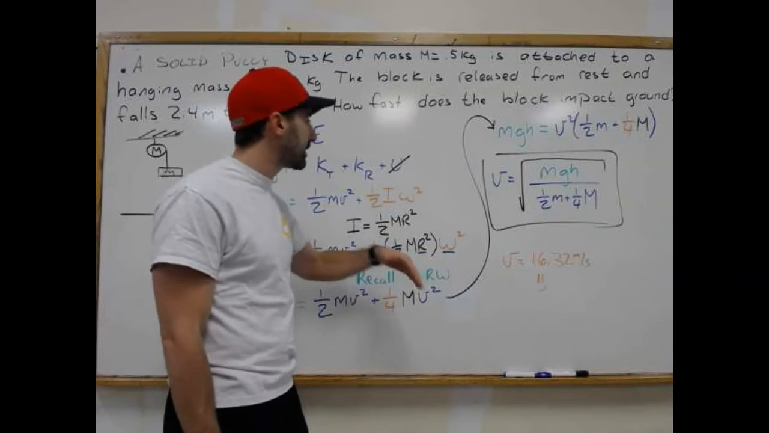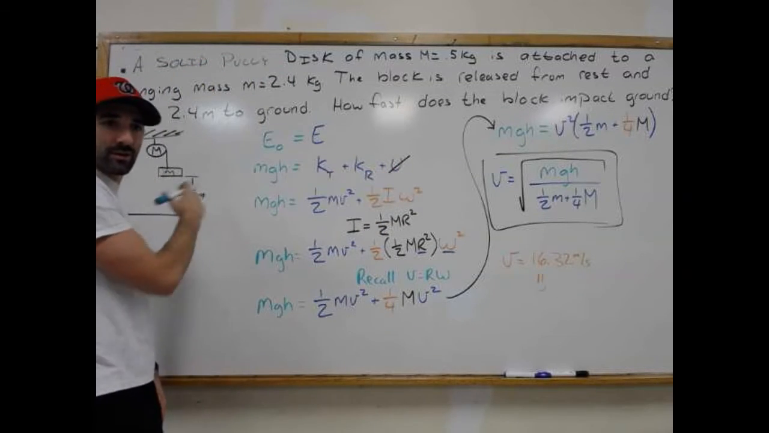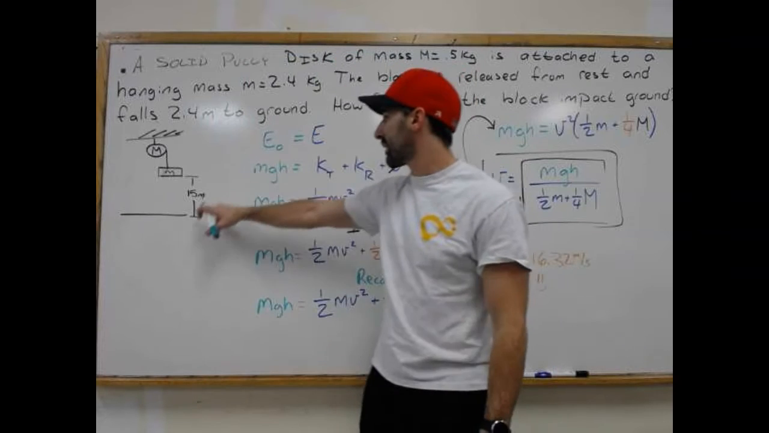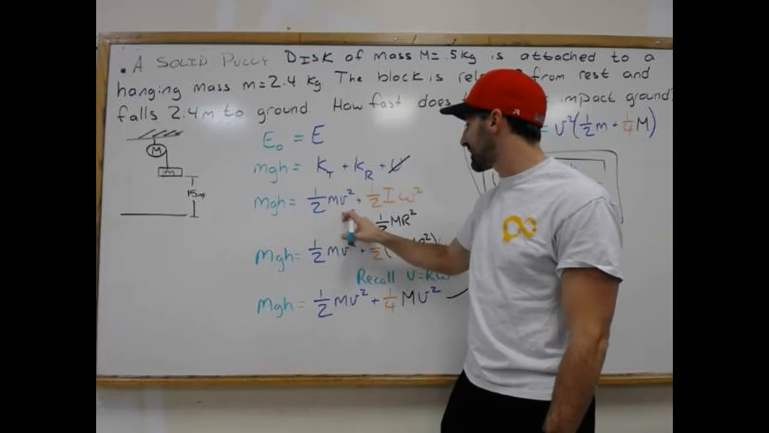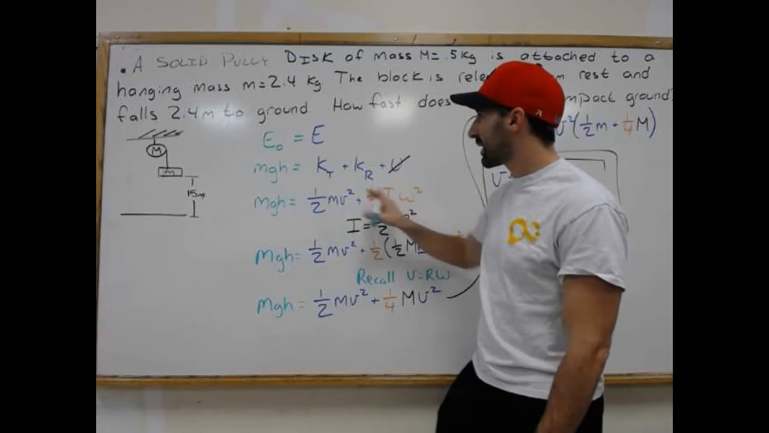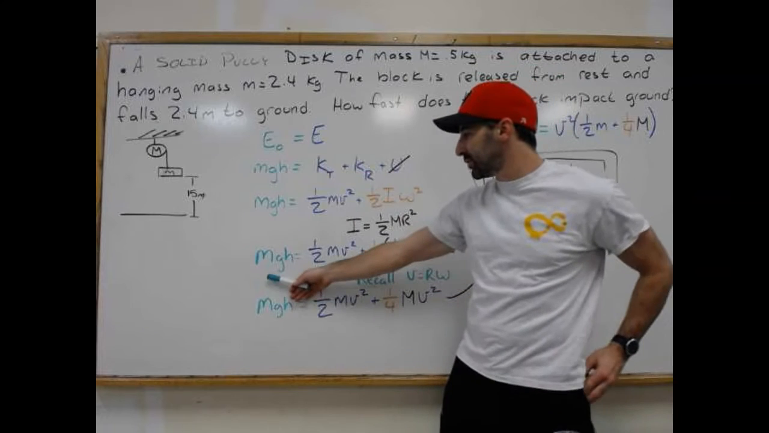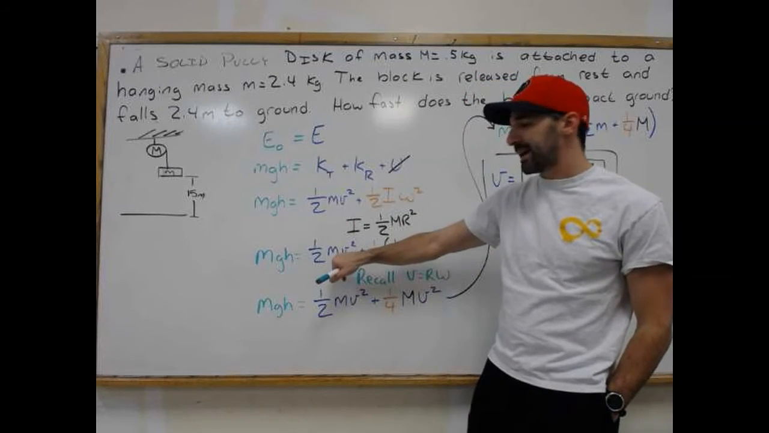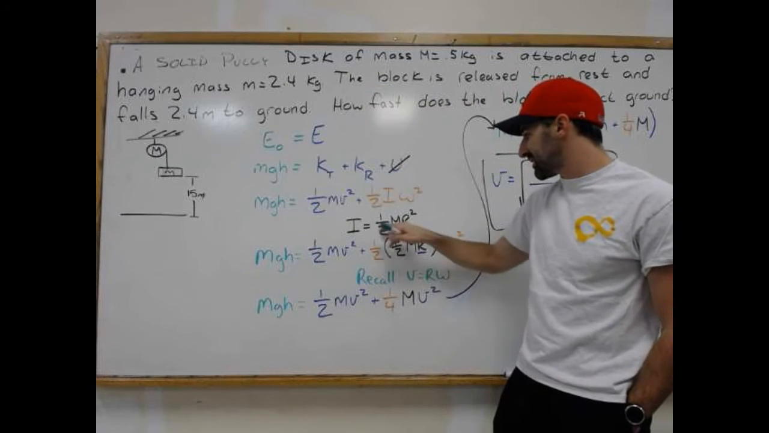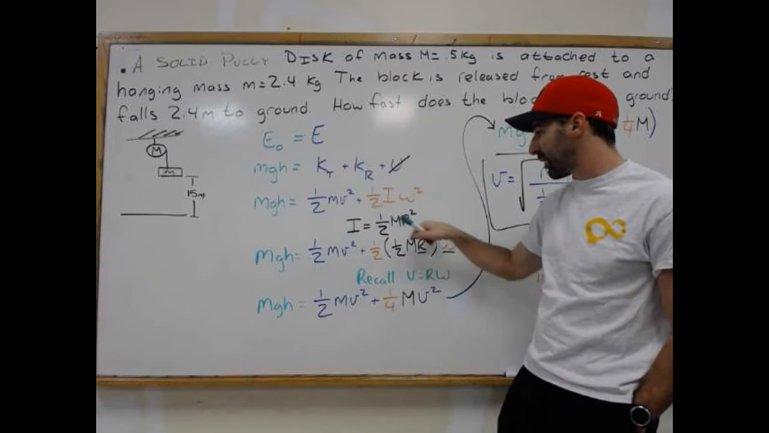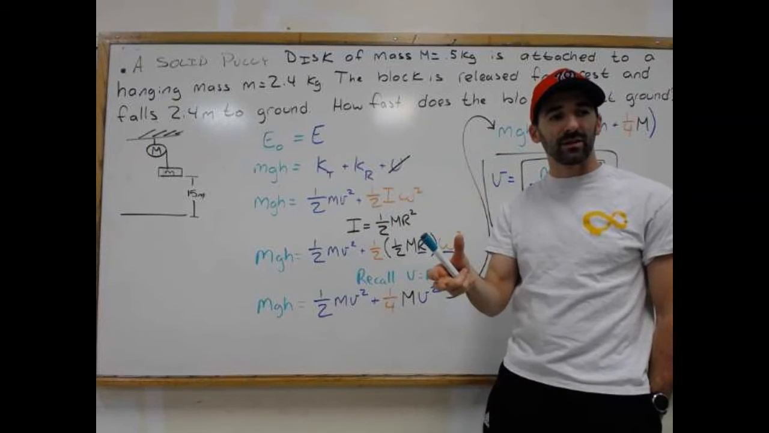Plug that straight in. Now in my conservation of energy, the potential energy when this hits the ground is 0, because that potential energy goes away. I'm just left with 1/2 mv squared and 1/2 I omega squared, where again I is how hard it is to turn that disk. Straight substitution: mgh equals 1/2 mv squared, the mass of my falling body, plus 1/2 times 1/2 Mr squared, which I looked up in my table, times omega squared, that angular velocity.